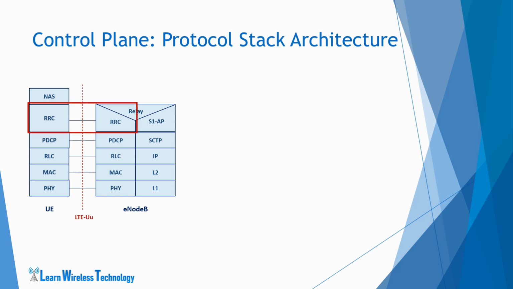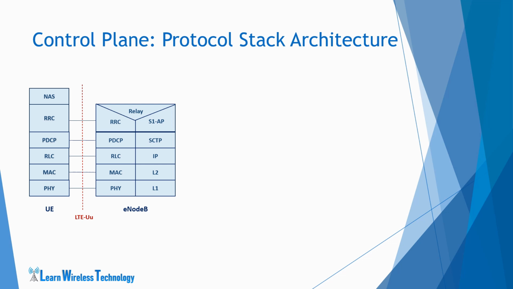The RRC layer is used for signaling between UE and eNodeB. It uses signaling radio bearers, or SRB, for transferring signaling messages. The examples of RRC messages include RRC connection request, RRC reconfiguration request, RRC connection release, paging, etc.